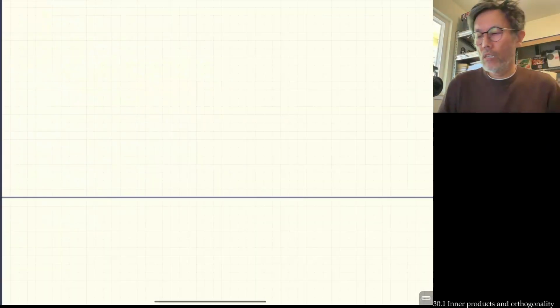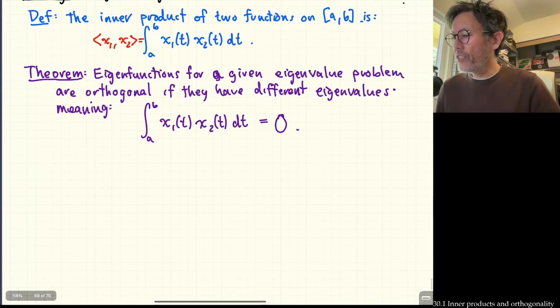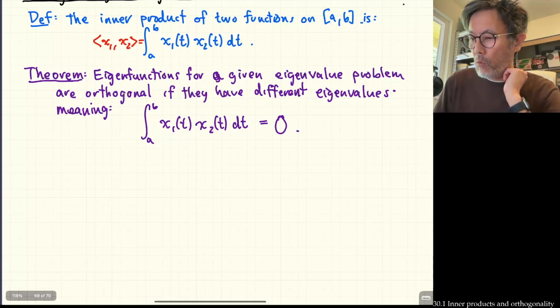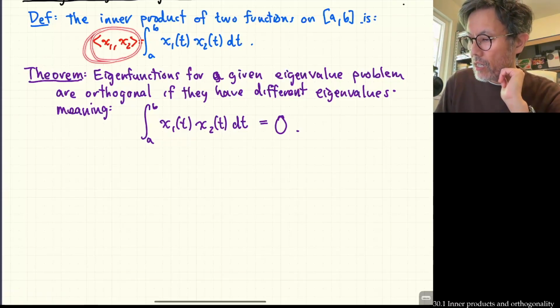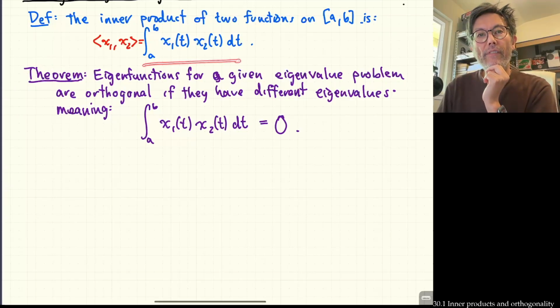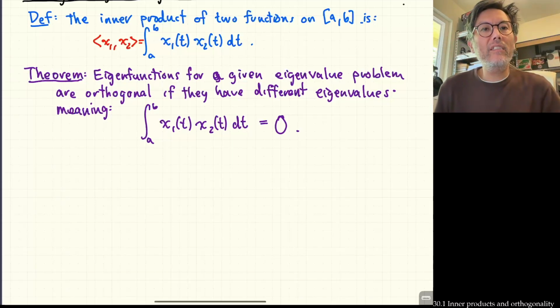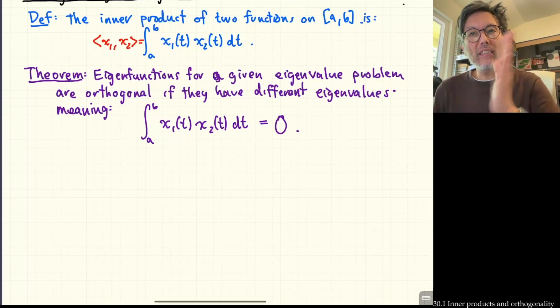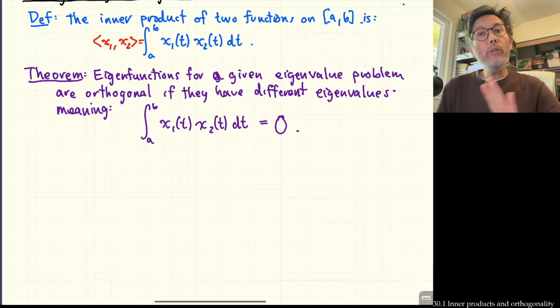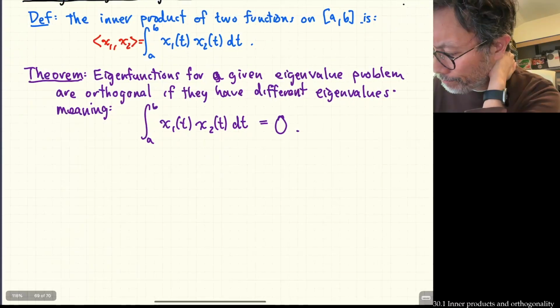Okay, so first thing I want to say, let me just remind you, here's the definition of the inner product, and I want to establish this notation here. I want to denote this integral, the integral from a to b of x1 times x2, I want to call that, with these angular brackets, ⟨x1, x2⟩. That's the inner product notation. Okay, and what I want to do is establish some properties of this inner product.